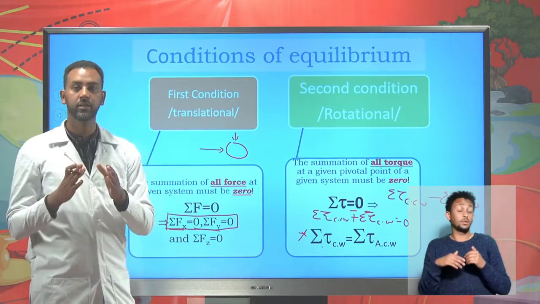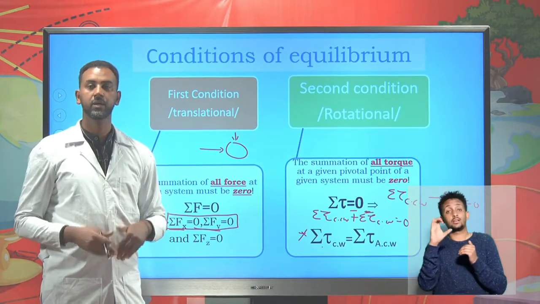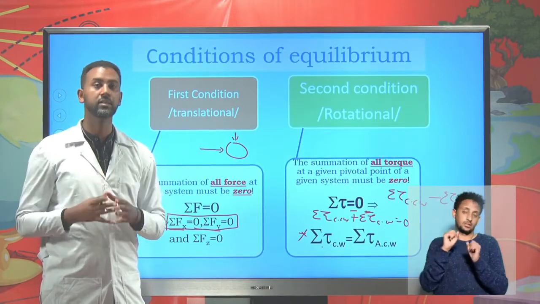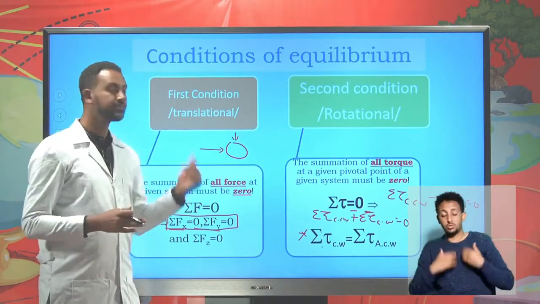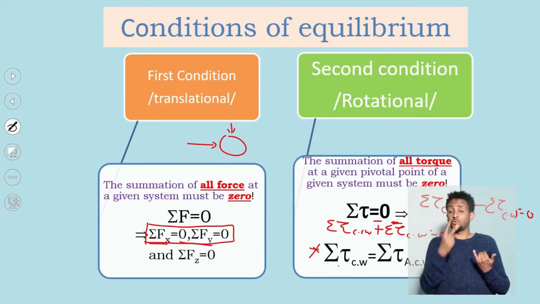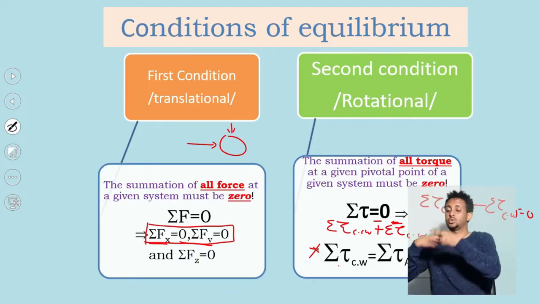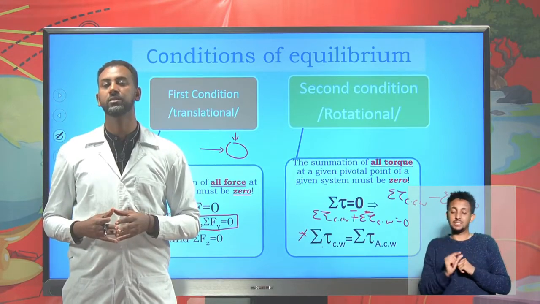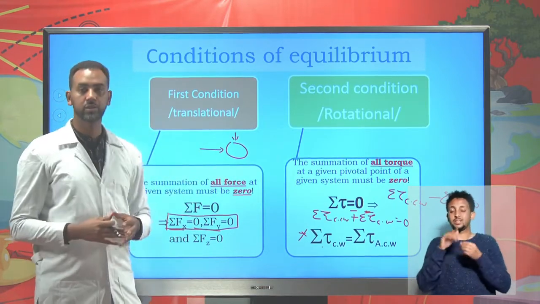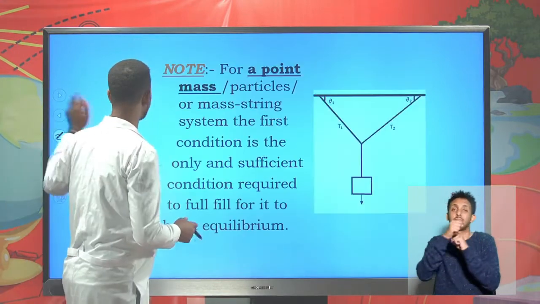So far, we have seen two types of equilibrium, static and dynamic equilibrium. The other thing we have seen is that the systems we study are the particle system and the rigid body system. And now we have seen that there are two conditions of equilibrium. The first condition is known as the translational condition. The second condition is known as the rotational condition. For those systems, the particle system and the rigid body system, when you apply those conditions, which condition is appropriate for which system? We'll try to see that.